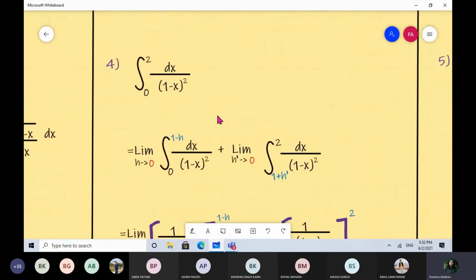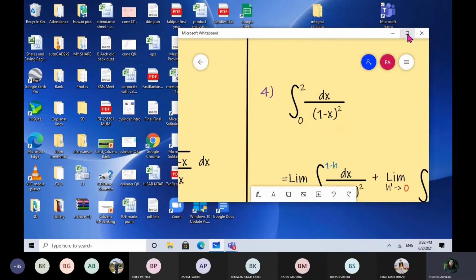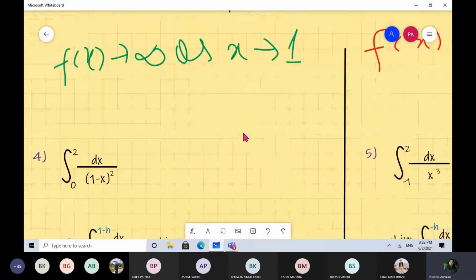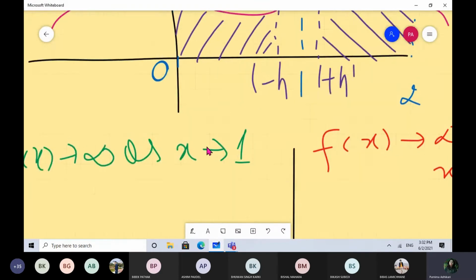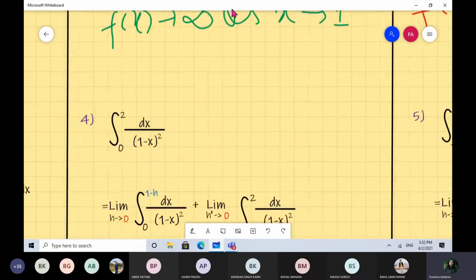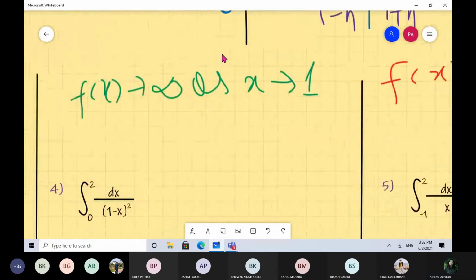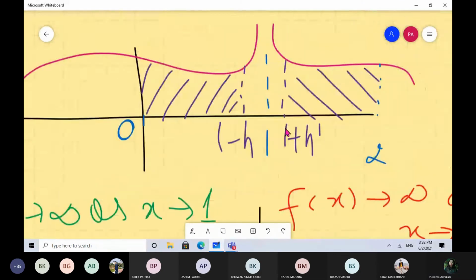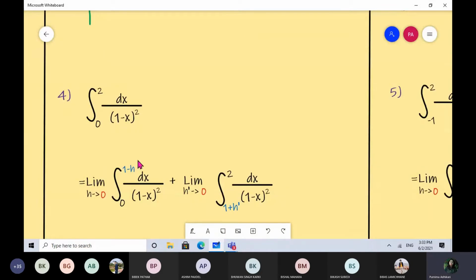All right, so your point C, the point of discontinuity, is 1. So we have already decided that we will start from 0 till 1 minus h, then 1 plus h dash till 2. So that's what we have done. Zero till 1 minus h, 1 plus h dash till 2.